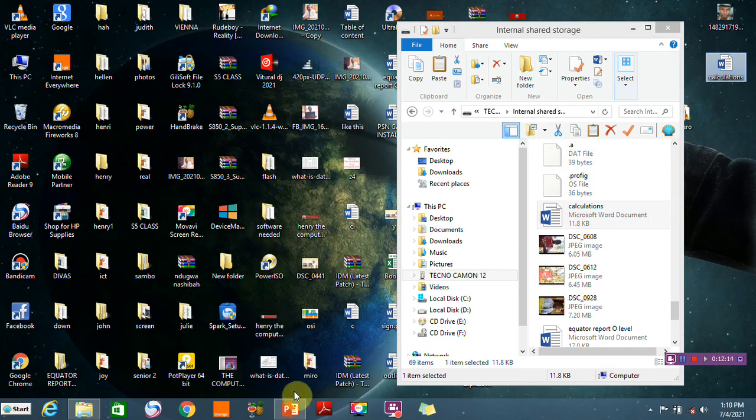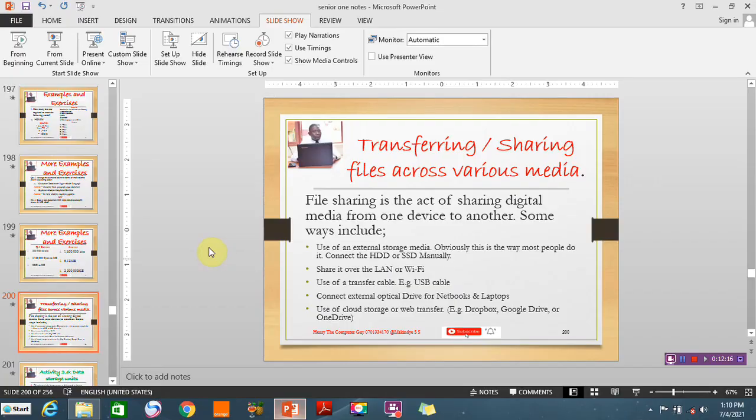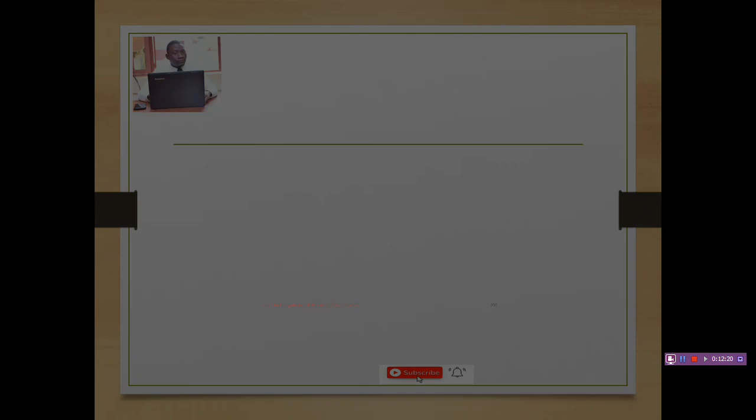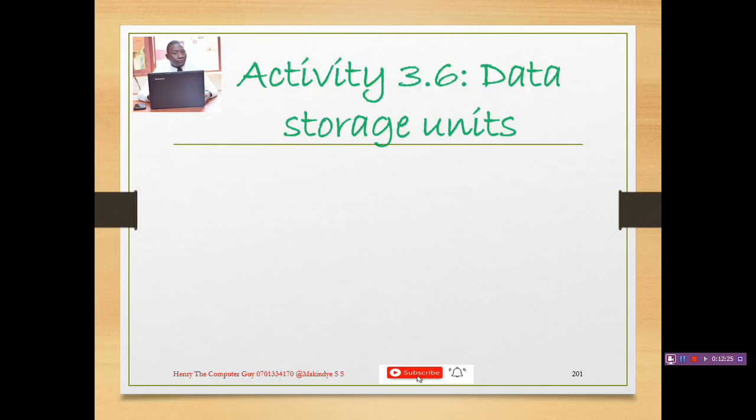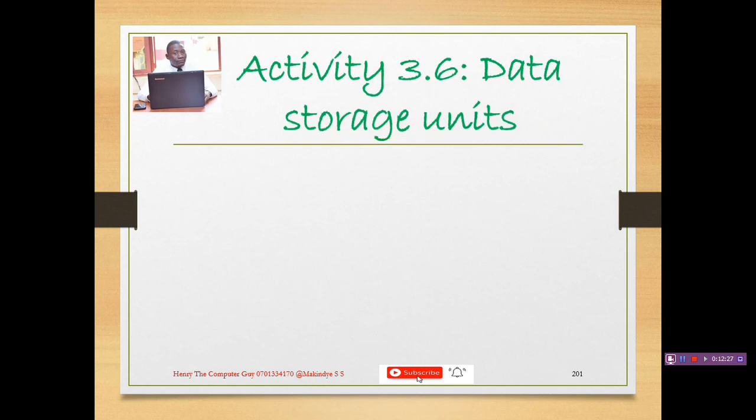So let's come back to our work. That is where we had stopped, on the transferring of files. We continue. We have an activity which is 3.6. Remember, we are under chapter 3 and it is activity 6, which is about data storage units.